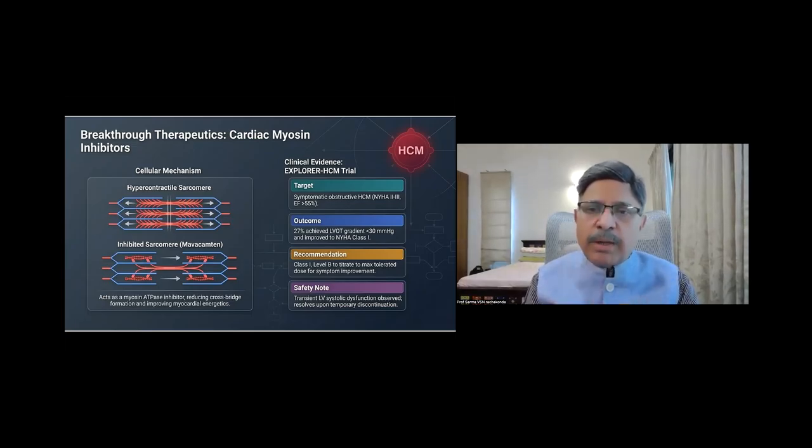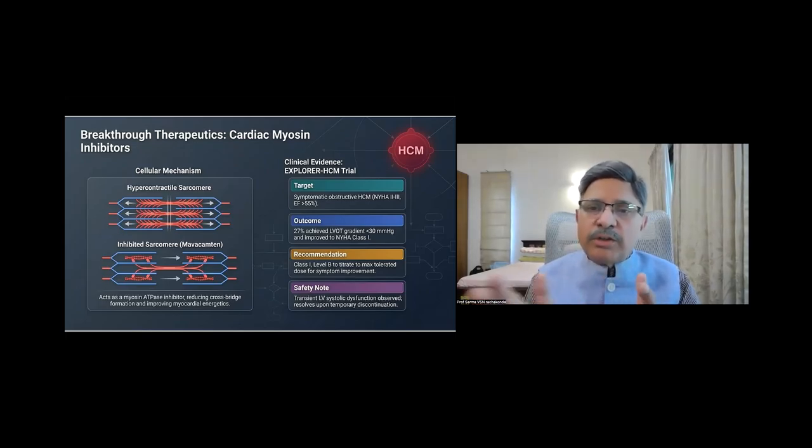They must have symptomatic obstruction. Never treat with inhibitors somebody who is asymptomatic simply because echo has shown some obstruction. They must be symptomatic obstructive HCM, at least NYHA class 2 to class 3, and still the ejection fraction is more than 55. Outcome: 25% achieved LVOT gradient less than 30.